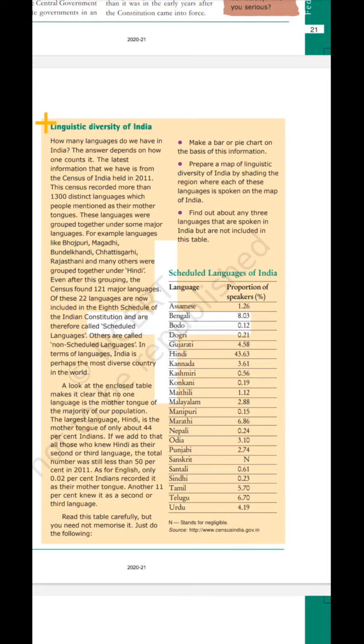Scheduled languages of India. Language, proportion of speakers in percent. Assamese 1.26%, Bengali 8.03%, Bodo 0.12, Dogri 0.21, Gujarati 4.58, Hindi 43.63, Kannada 3.61, Kashmiri 0.56, Konkani 0.19, Maithili 1.12, Malayalam 2.88, Manipuri 0.15, Marathi 6.86, Nepali 0.24, Odia 3.10, Punjabi 2.74, Sanskrit none, Santali 0.61, Sindhi 0.23, Tamil 5.70, Telugu 6.70, Urdu 4.19. N stands for negligible.